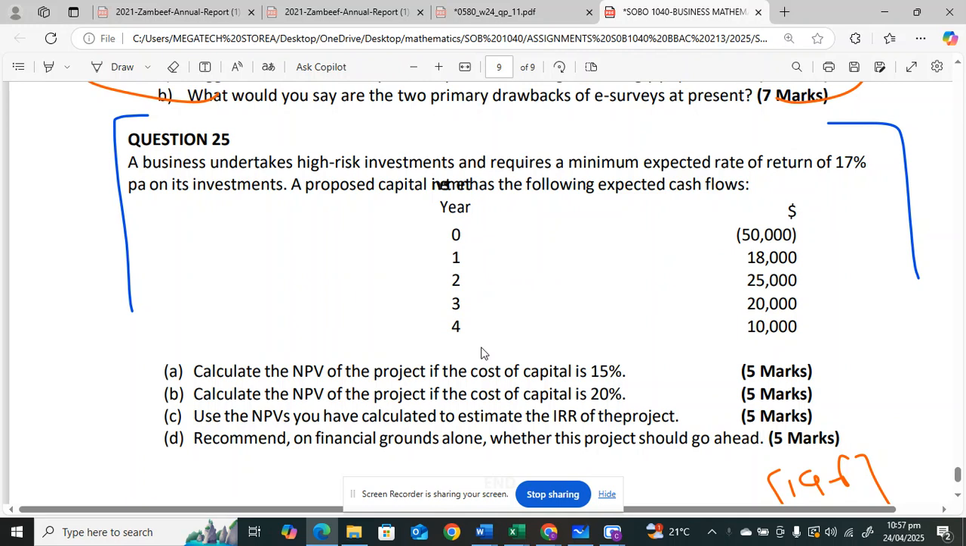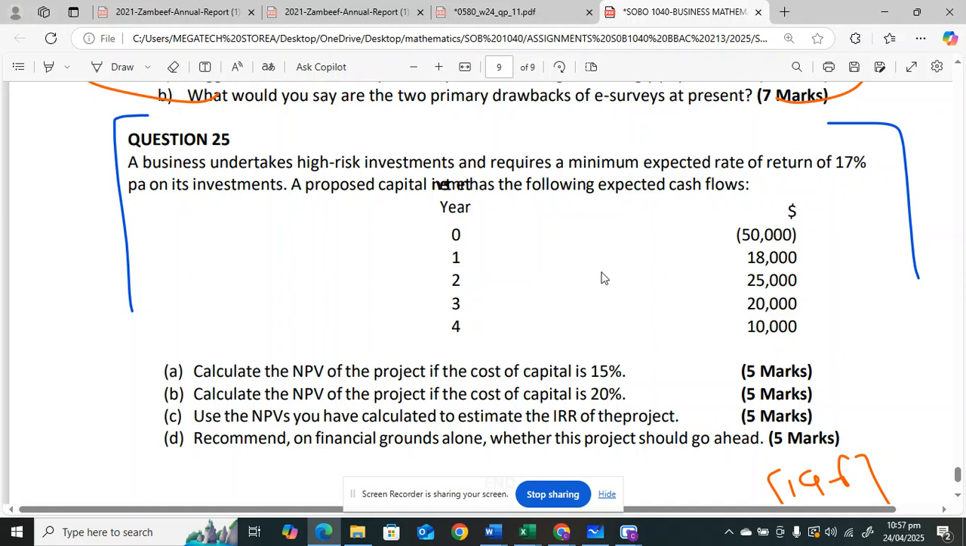So we've been asked to calculate the NPV of the project if the cost of capital is 15%. Calculate the NPV of the project if the cost of capital is 20%. Use the NPVs you've calculated to estimate the IRR of the project.